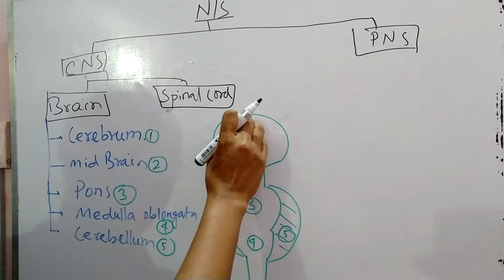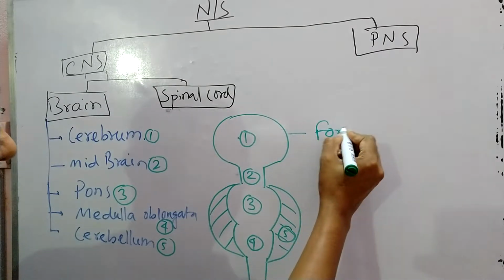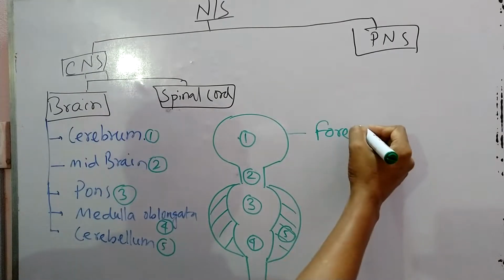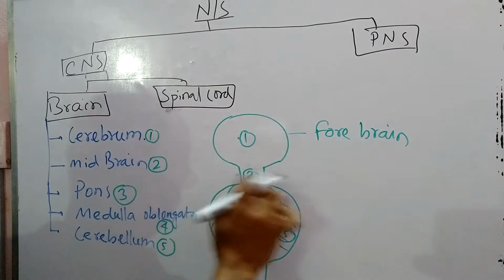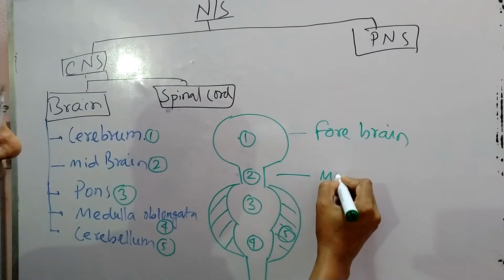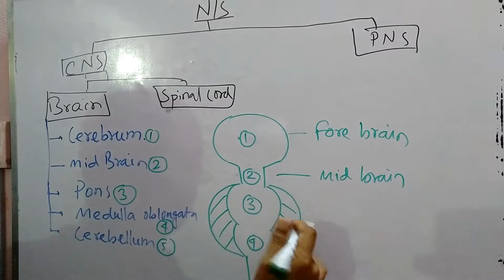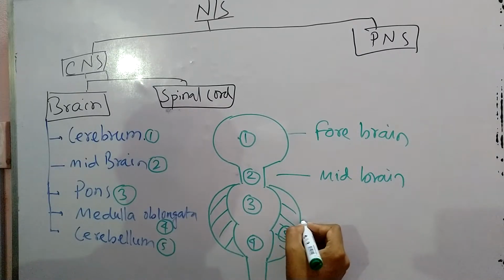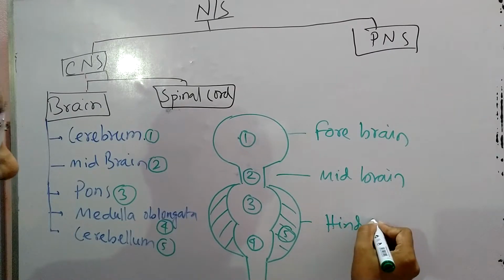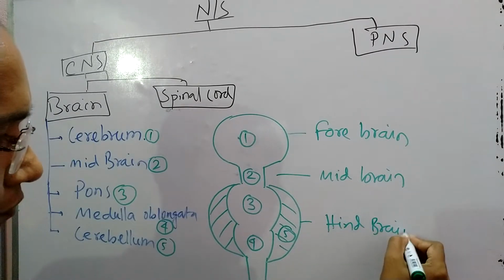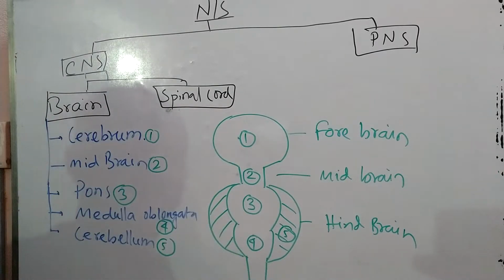So this is the first part. This is called forebrain. Fore means front, forebrain. And this is the middle part, so it is called midbrain. And this is called hind, that is the posterior part of the brain, so hindbrain. Forebrain, midbrain, and hindbrain.